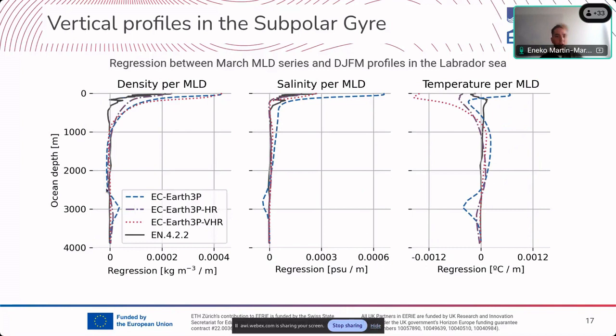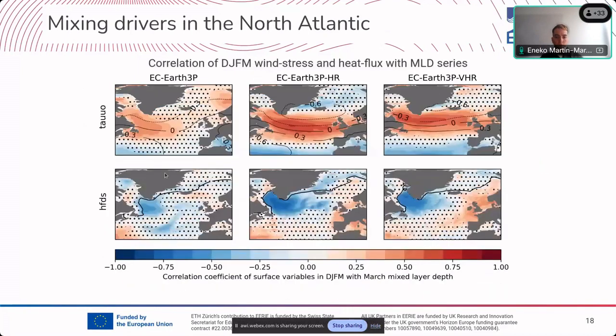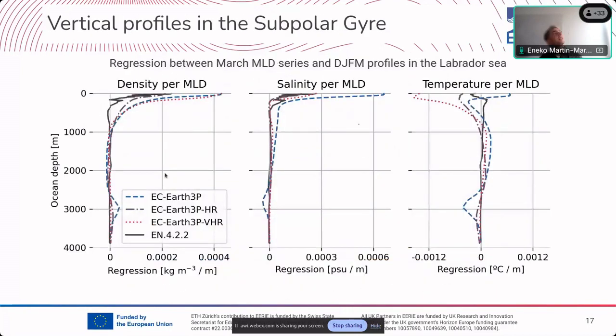So for example, here on the density we see how many kilograms per cubic meter of density anomaly we need per meter of mixed layer depth. It's saying that the ECR 3PHR, with a small density anomaly, already creates a big mixed layer depth. Meanwhile, the other two models need bigger anomalies.